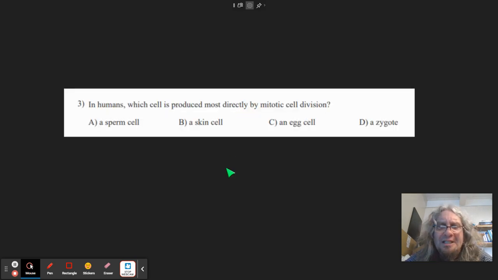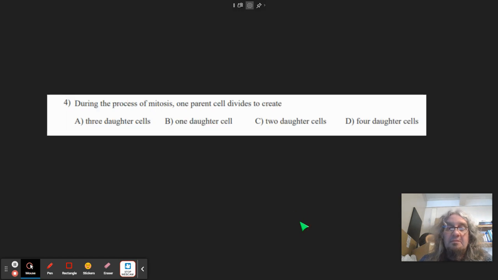Number three, in humans, which cell is produced most directly by mitotic cell division? A, a sperm cell, B, a skin cell, C, an egg cell, or D, a zygote. Number four, during the process of mitosis, one parent cell divides to create A, three daughter cells, B, one daughter cell, C, two daughter cells, or D, four daughter cells.